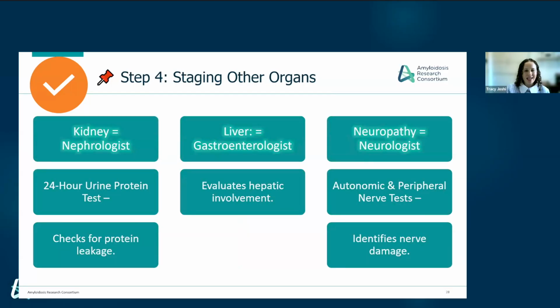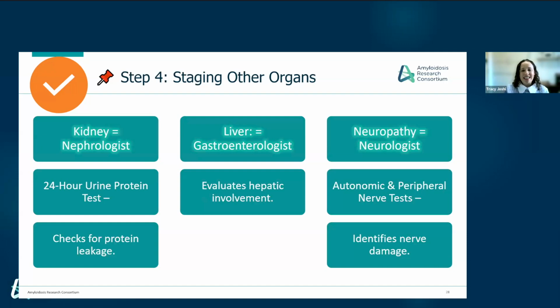After assessing the heart, the next step is to evaluate how AL is affecting the other vital organs, including the kidneys, liver, and nervous system. Since amyloid deposits can disrupt normal function in multiple areas of the body, these tests can help determine the severity of the disease and guide treatment decisions.